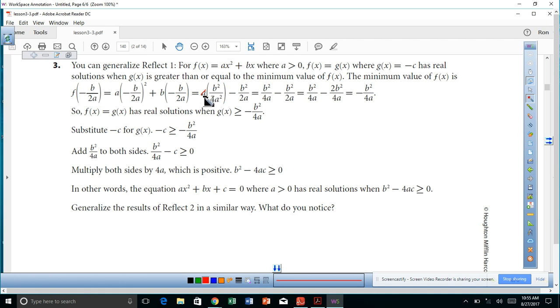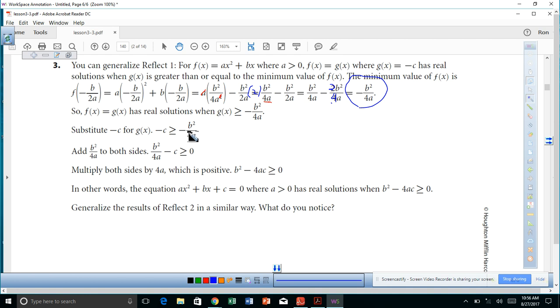Like here, they took an a out, so they got 4a. Then b squared over 2a, and then b squared over 4a minus 2b squared over 4a. What they did here was multiply this term by 2, so they got 2b squared over 4a. They did that to get a common denominator, and that's how they got this right here. So f of x equals g of x has real solutions when g of x is greater than or equal to negative b squared over 4a.